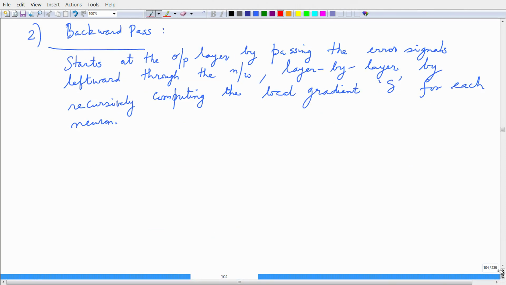Now, the backward pass is pretty straightforward. It starts at the output layer by passing the error signals backwards through the network, layer by layer, by computing the local gradients recursively. This is very, very important. So, if you have gotten a feel for how the local gradients are computed for a neuron in the output layer and for a neuron in the hidden layer from the signal flow graph, I think you are ready to summarize the steps in the backward pass.